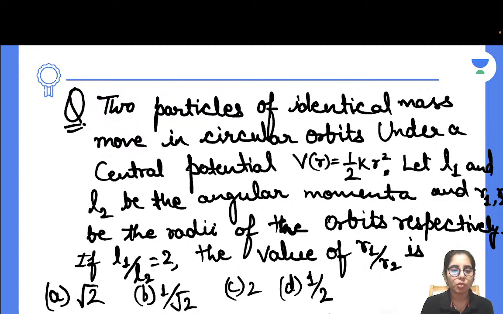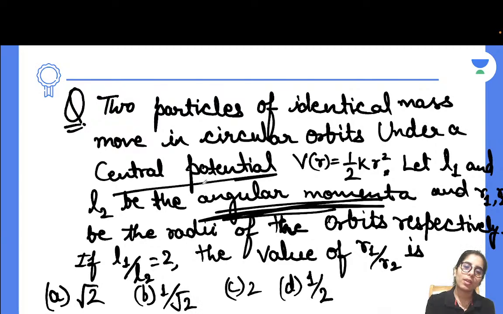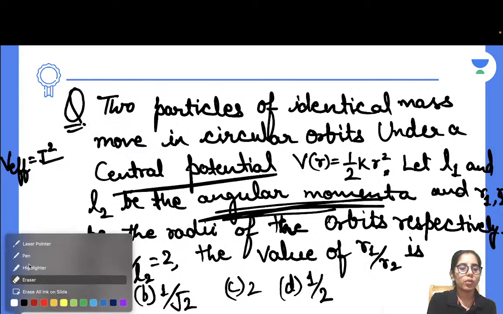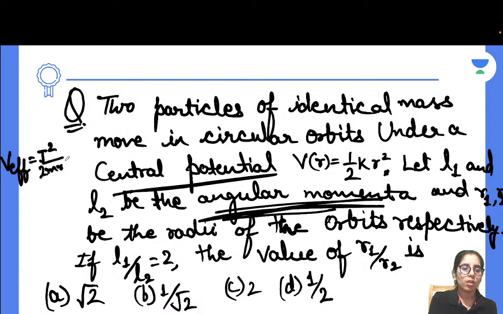So here what you have to do, you need to find the ratio of R1 and R2 when you have the ratio of L1 and L2. What is L1, L2? That's angular momenta. The first thing to notice is this question is talking about angular momenta as well as central potential. In any such case, we use the effective potential, which is simply J square over 2mr square plus the given potential, which is V(r). So that's what you have to use here, and when you consider it, you are going to have this expression.